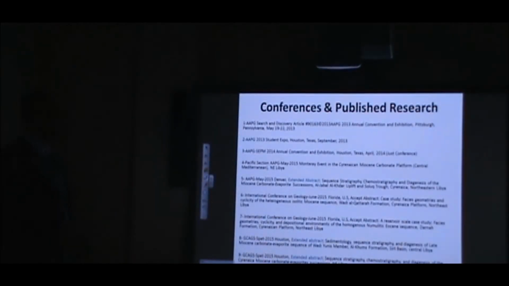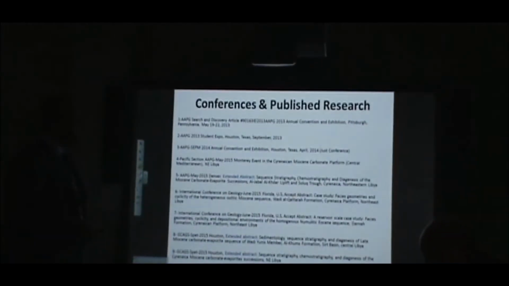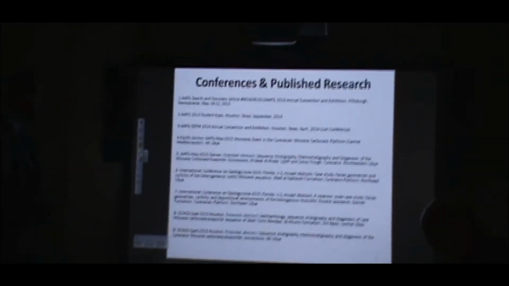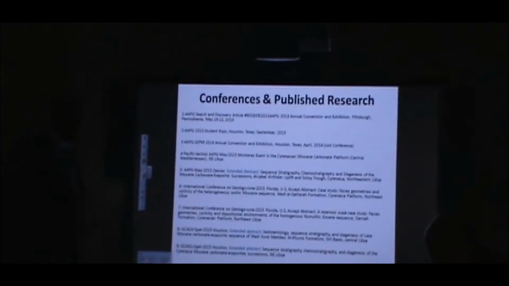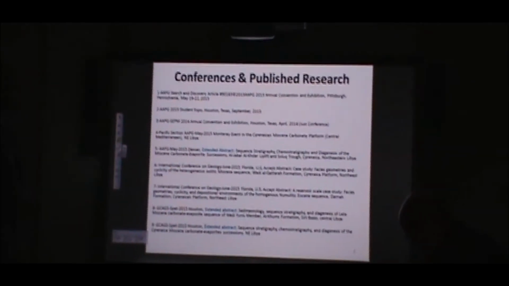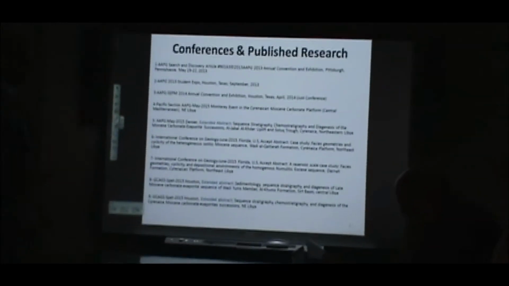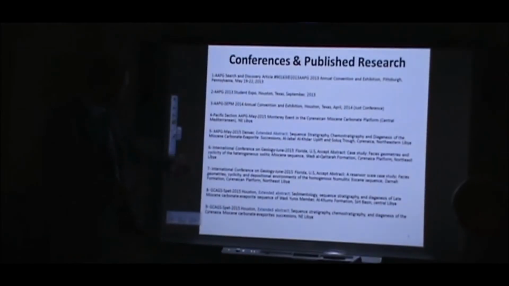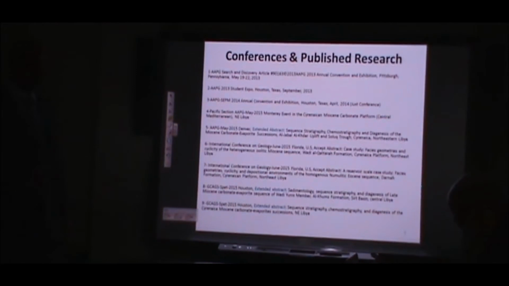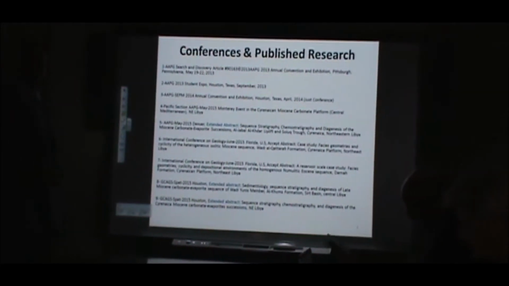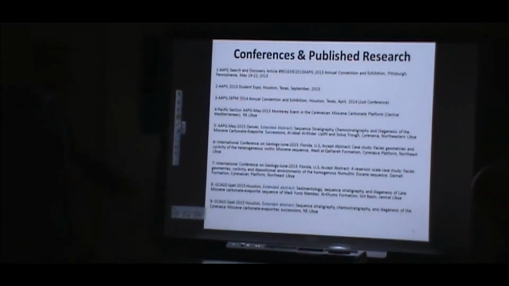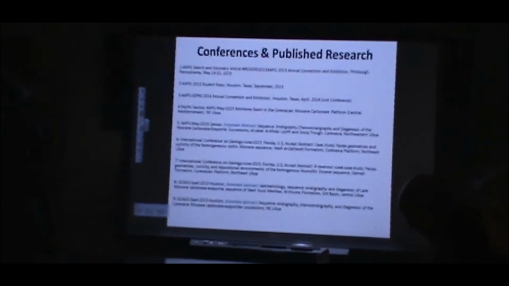These are the conferences and publication research. We have a 2013 AAPG abstract in Pittsburgh, and a 2013 Houston Student Expo, and in 2014 we had just one with the AAPG, but in 2015 I was very lucky, I had 6. Three of them are extended abstracts.